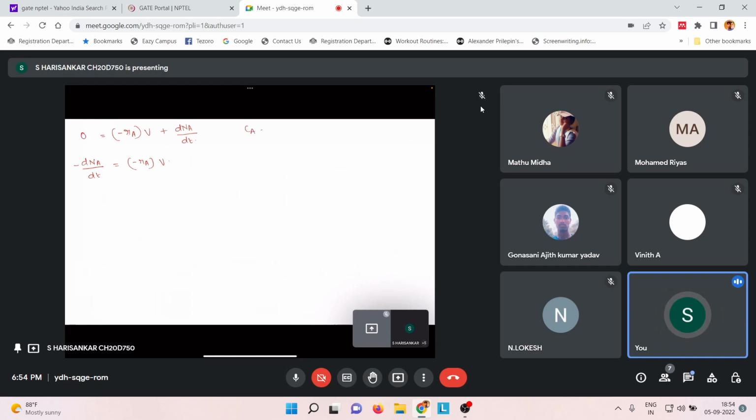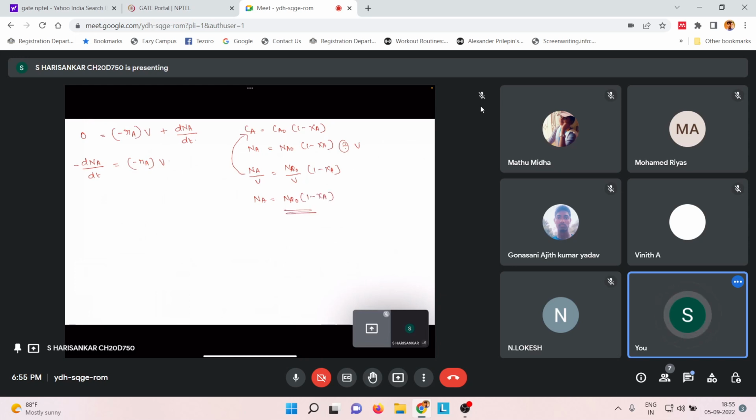Now we previously said that Ca is equal to Ca0 into 1 minus Xa. We can write an equation for Na as well, because Na is equal to Na0 into 1 minus Xa. For constant volume cases, if we divide this equation by V, we get Na by V is equal to Na0 by V into 1 minus Xa, and that is nothing but Ca is equal to Ca0 into 1 minus Xa. So for constant volume systems, Na is equal to Na0 into 1 minus Xa.